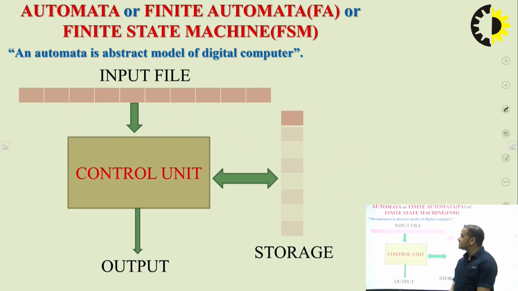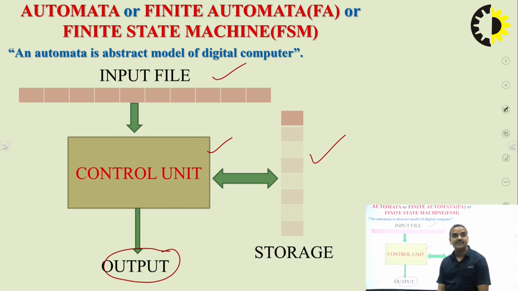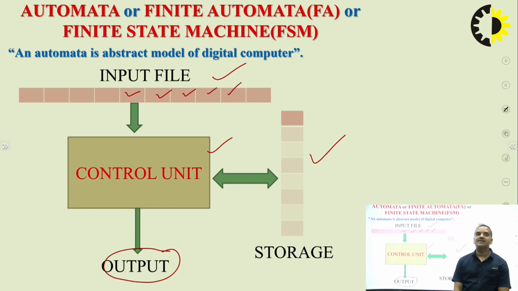Now, we have to discuss the automata, or finite automata, or finite state machine. An automaton is an abstract model of a digital computer. Then, we compare this digital computer with the automaton. According to the given diagram, this is the input file, this is the control unit, this is the storage, and here the output is generated. The input file is divided into equal-sized blocks called cells, and each cell contains a single symbol. The control unit has a number of transition functions and internal states, which tell about the next state and the initial state.